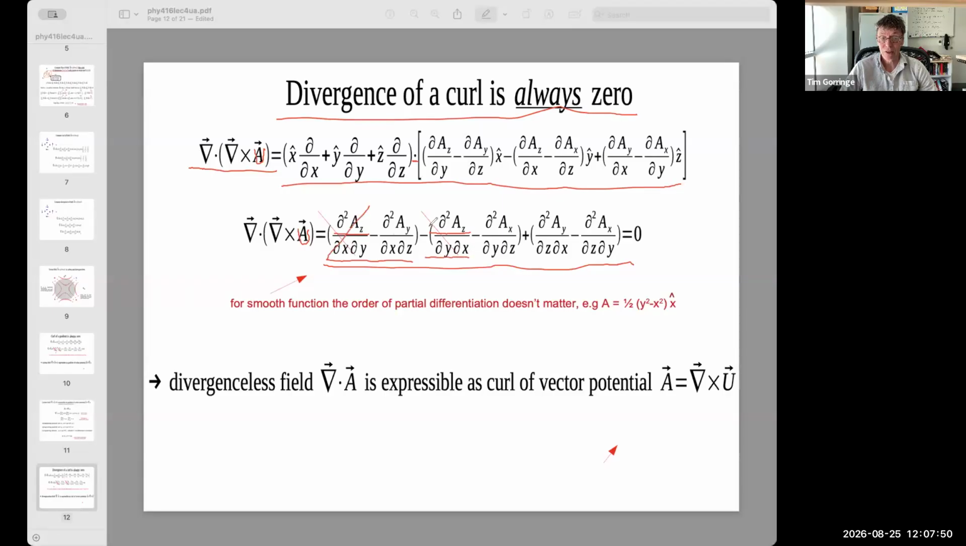These two terms, this term and this term, will cancel out. The other pairs cancel out, like the y component of the field appears here and here in the second order partial differentials. It's differentiated with respect to x and z in both cases. The order doesn't matter. This and this cancels out. And the final two cancel out too. This proves that the divergence of a curl is zero mathematically.